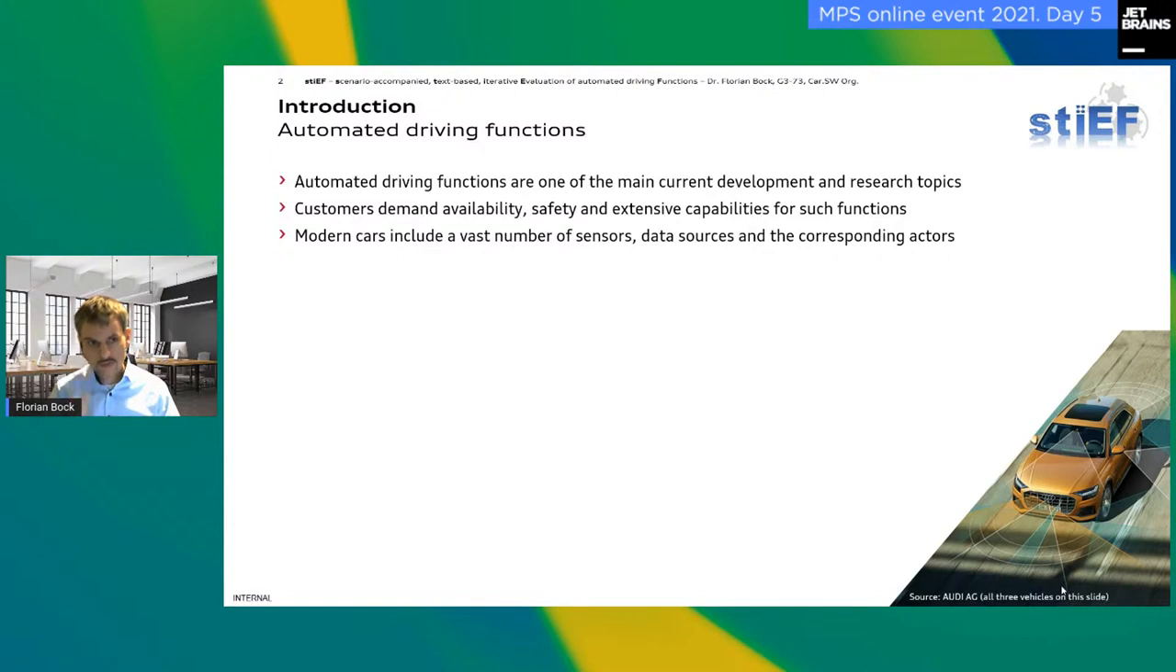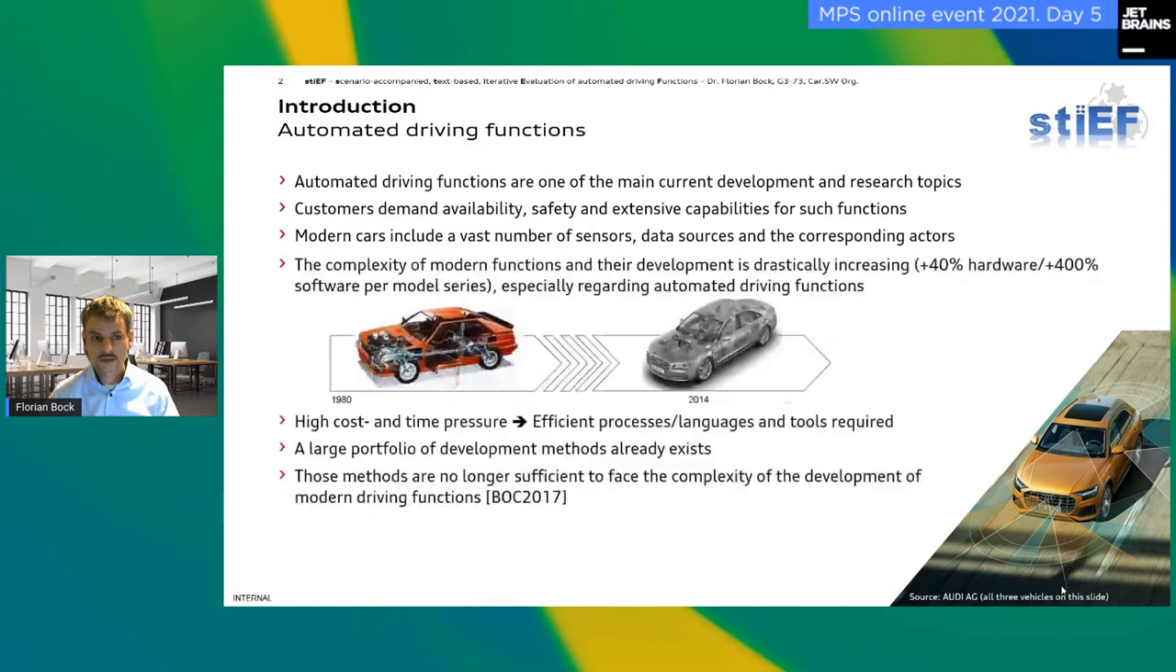First of all, as most of you probably know, automated driving functions are one of the main current development and research topics. Customers, in our case, obviously demand availability, safety, and extensive capabilities of such functions. Modern cars therefore include a vast number of sensors, the corresponding data sources, and the actors. The complexity of such modern functions and their development is drastically increasing. One typical number which is always present is 40% more hardware and 400% more software per model series. And this is especially true regarding automated driving functions.